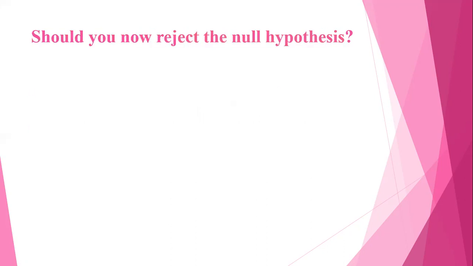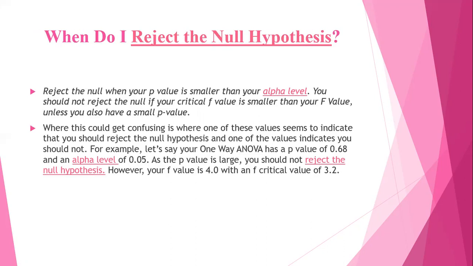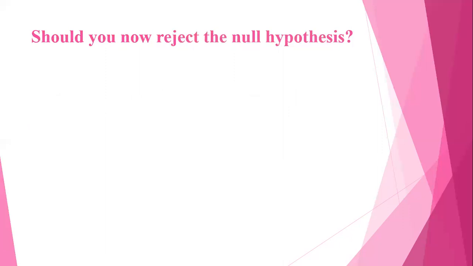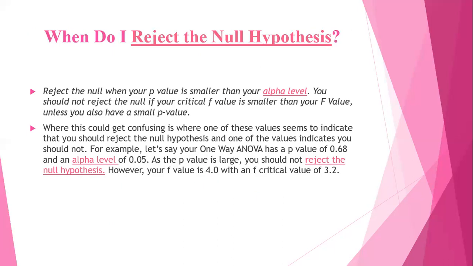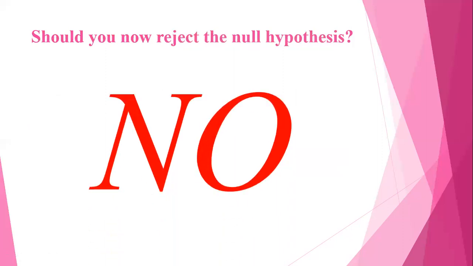So here is the example. In this case, your F value is 4 with an F critical value of 3.2. This value indicates you should not reject the null hypothesis. So what is your answer? Definitely you said no, because your value is not below 0.05. Your value is 0.68 and it is larger than 0.05. So you do not reject the null hypothesis.